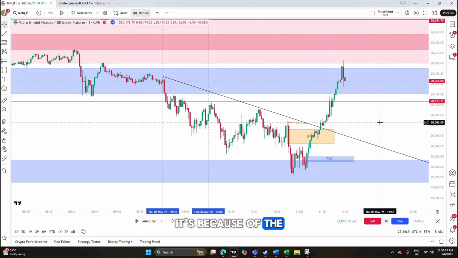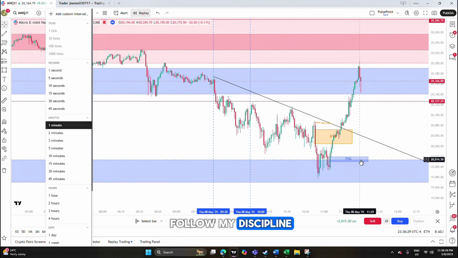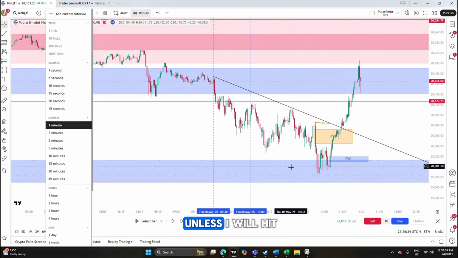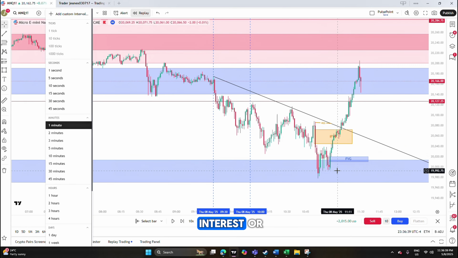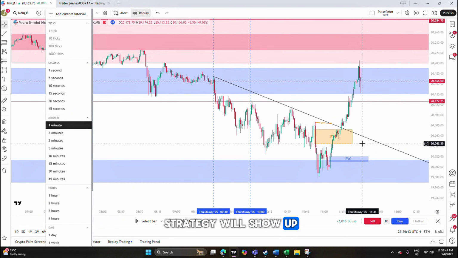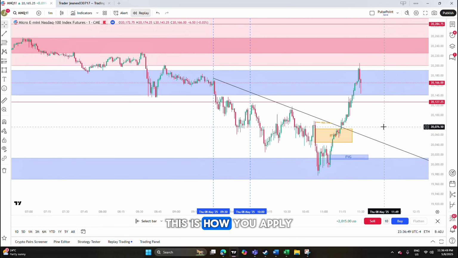It's because of the strategy, because of the ICT concept analysis, and because I just follow my discipline: not doing any trade unless price hits my key points or my point of interest, and until my entry setup shows up. That's the time I enter the market. This is how you apply Pulsepoint. It's easy once you know it.